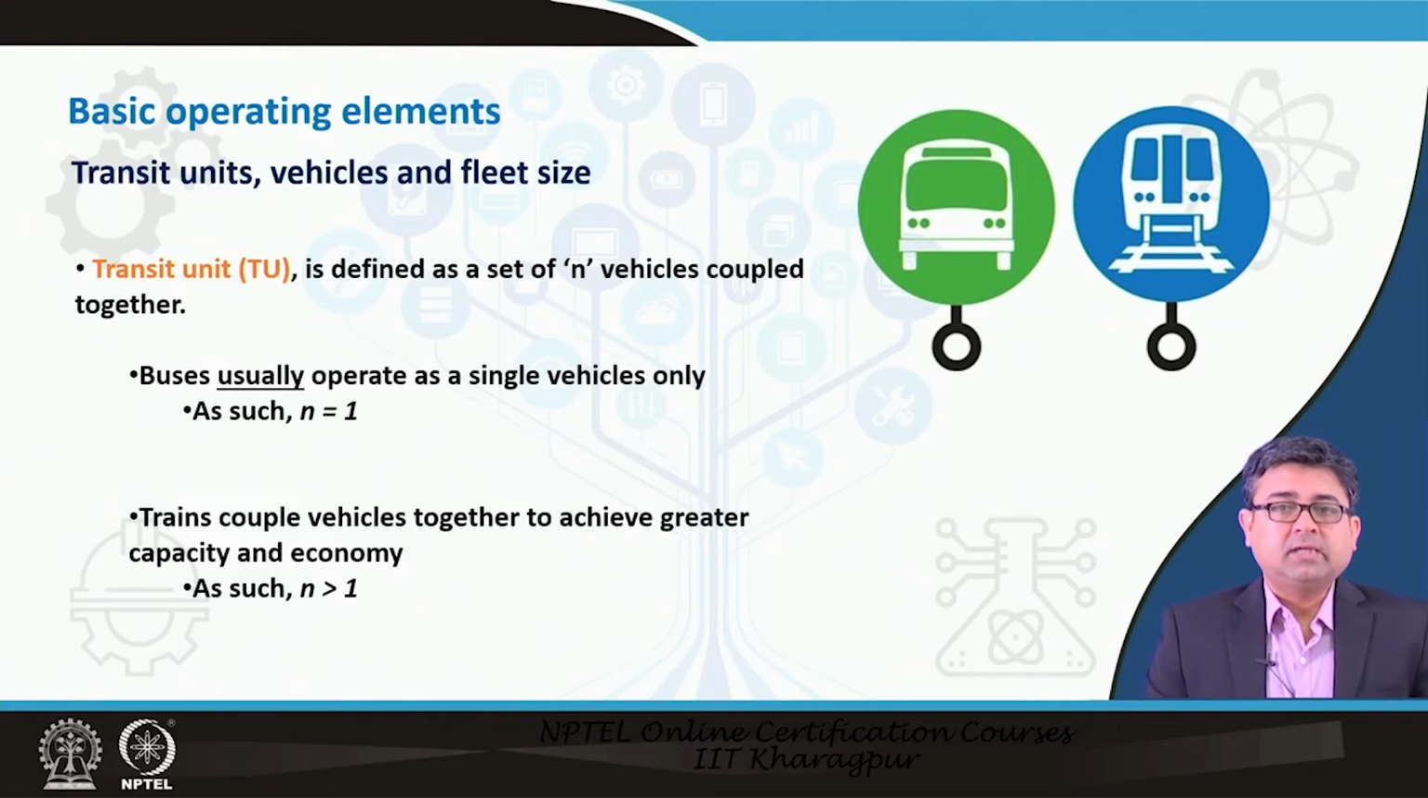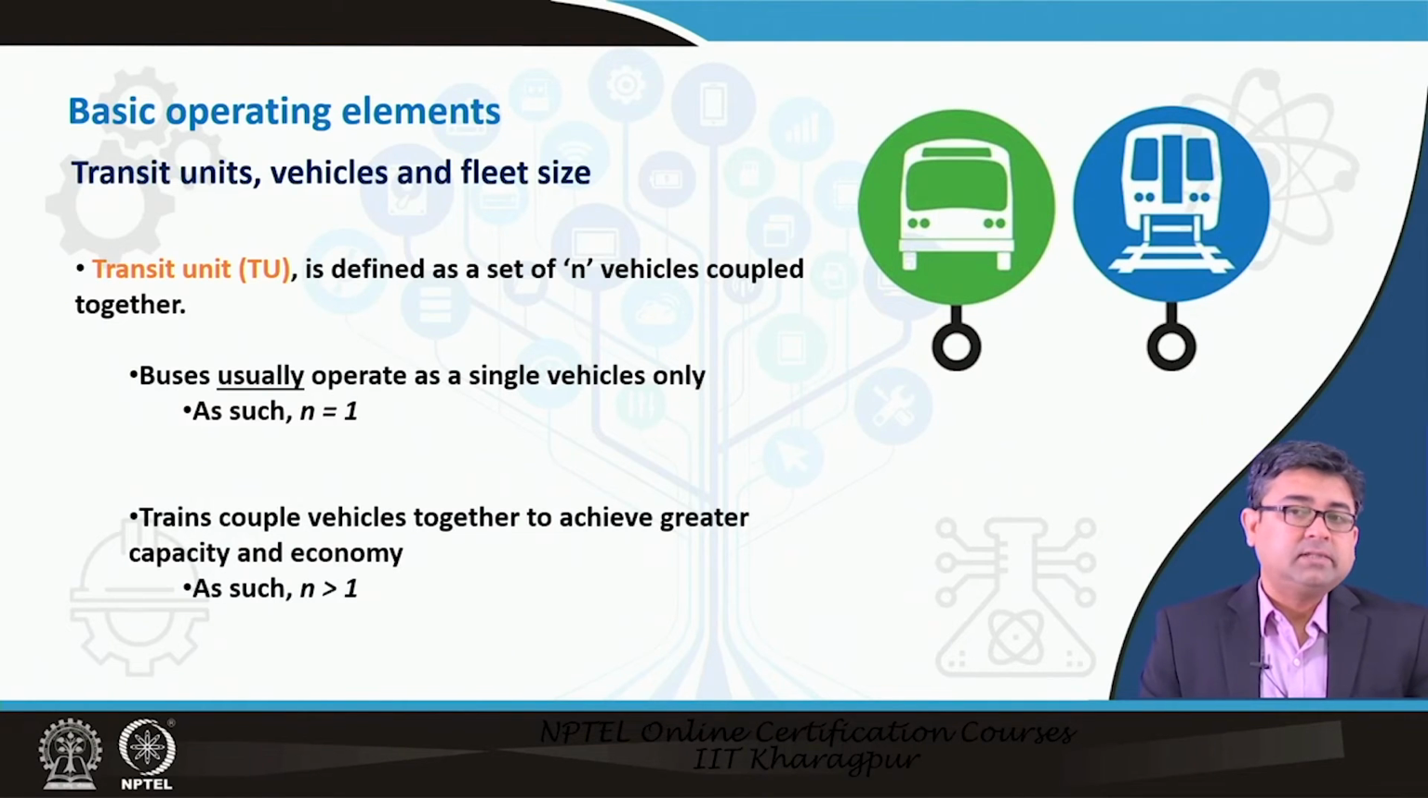Now, the next thing to know is about the vehicles, the transit units and the fleet size. A transit unit is defined as a set of n vehicles coupled together. This is the basic unit when we talk about any public transportation system. It is called TU in short. Buses usually operate as single vehicles, so in this case n will be 1, whereas trains are coupled together to achieve greater capacity and economy, and in that case n is greater than 1. So, now you understand what a transit unit is.